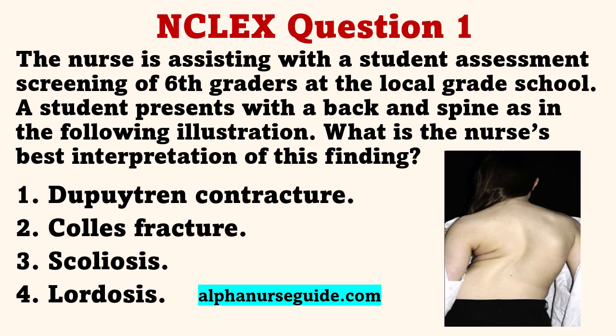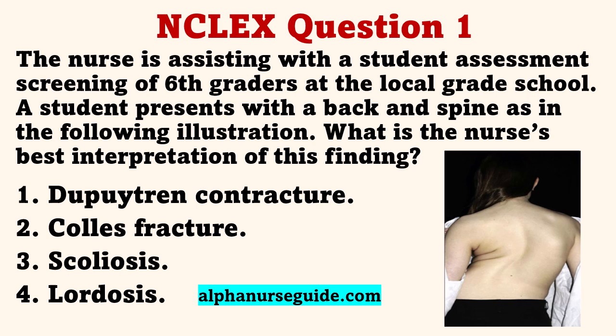The correct answer is 3. Scoliosis. Rationale. Scoliosis occurs when the vertebrae rotate and begin to compress. The spinal column moves into a lateral curve. On assessment, findings include asymmetry of hip and shoulder height with prominent thoracic ribs and scapula on one side.